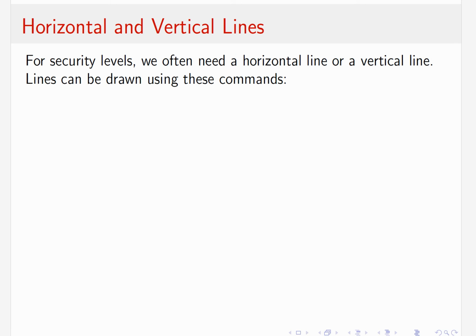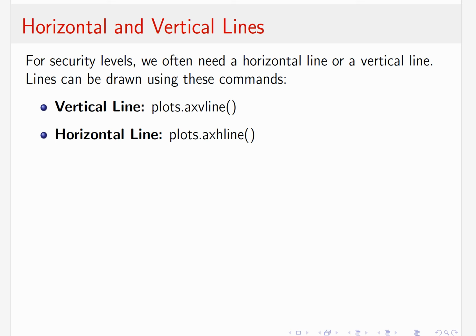Okay, and so for the horizontal and vertical lines in game theory, we talk about security levels. This is mostly during non-zero sum games, so this might be a few weeks before we hit this. But we occasionally want to draw a horizontal or vertical line. And again, they're the same commands that we're using for our coordinate axes, axvline and axhline.